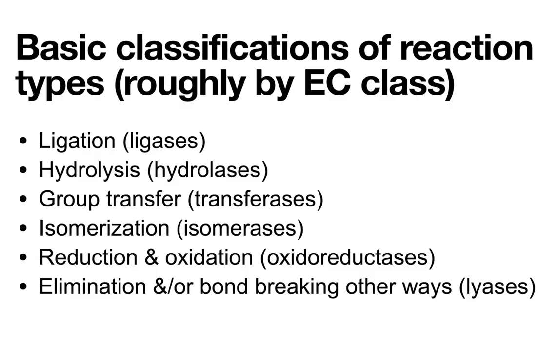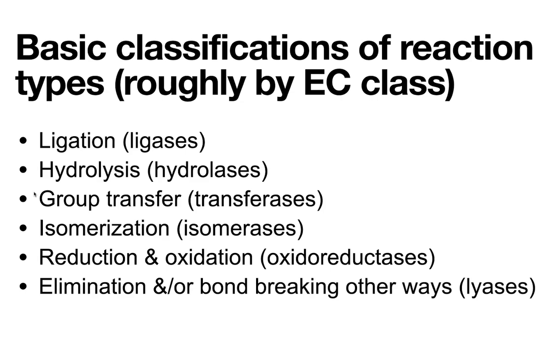We have group transfer, which are going to be carried out by transferases. We're transferring groups, as it sounds like. Isomerization, so isomerases are kind of going to swap things around. Redox reactions are going to be carried out by our oxidoreductases. And elimination and our bond breaking in other ways are going to be carried out by our lyases.